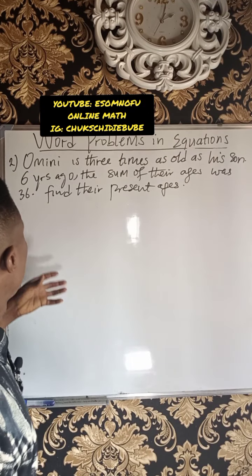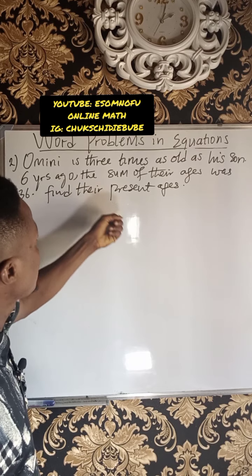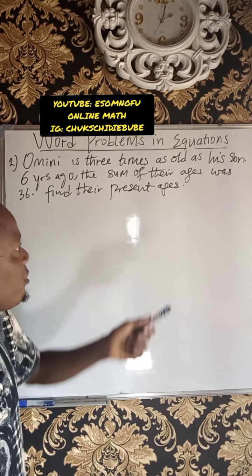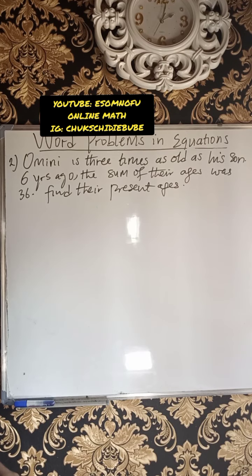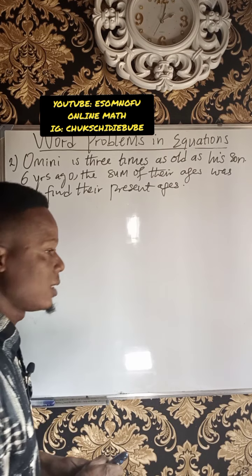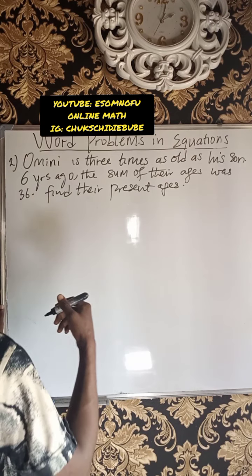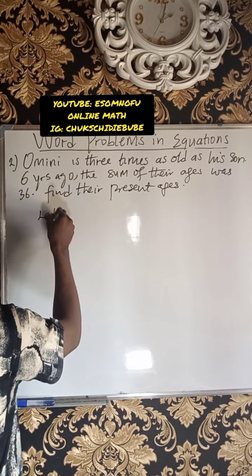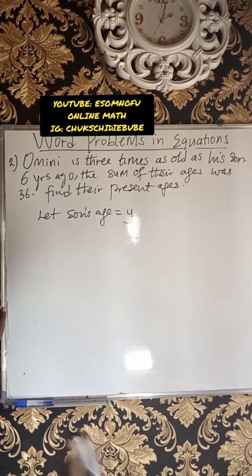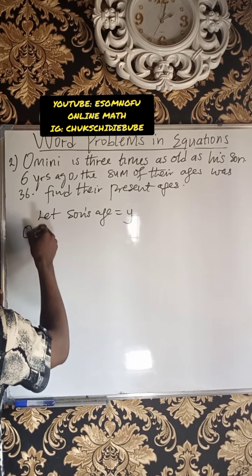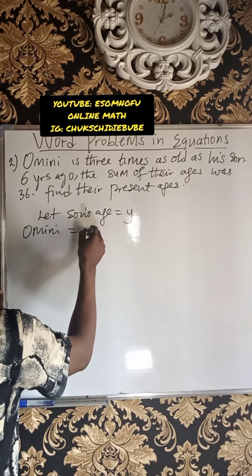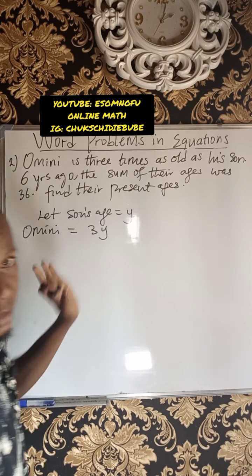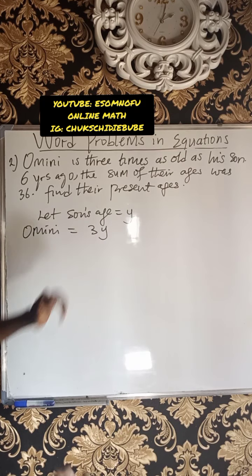So in the second question, we are told that Omini is 3 times as old as his son. 6 years ago, the sum of their ages was 36 years. So we are asked to find their present ages. So Omini, the father, is 3 times as old as the son. So you can say let the son's age be equal to y, or any letter you prefer. Therefore, Omini will be equal to 3y, because we are told that Omini is 3 times as old as the son. So I'll multiply y by 3 to get 3y.